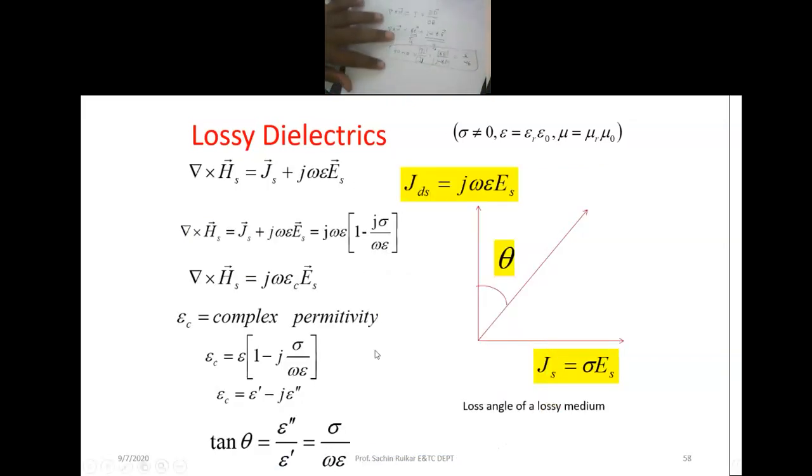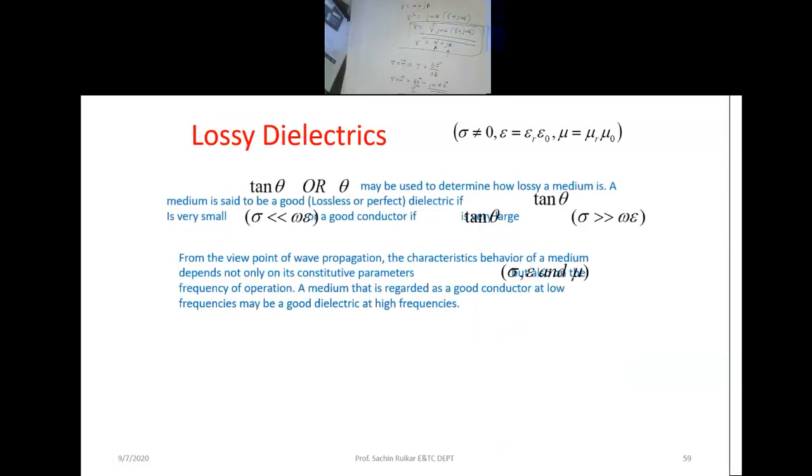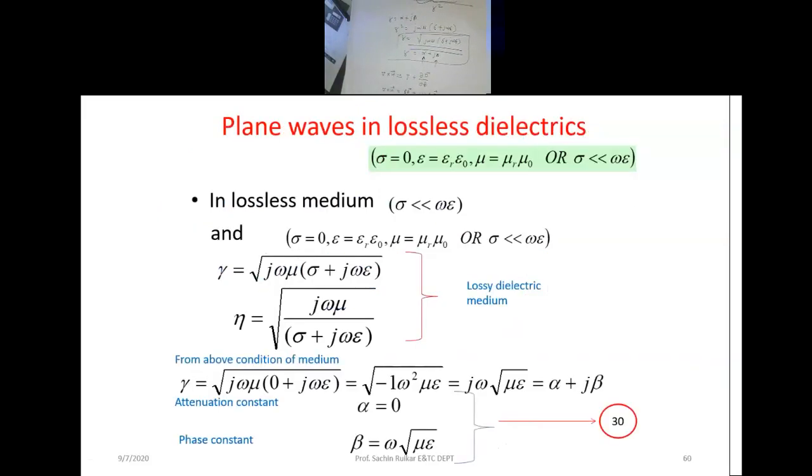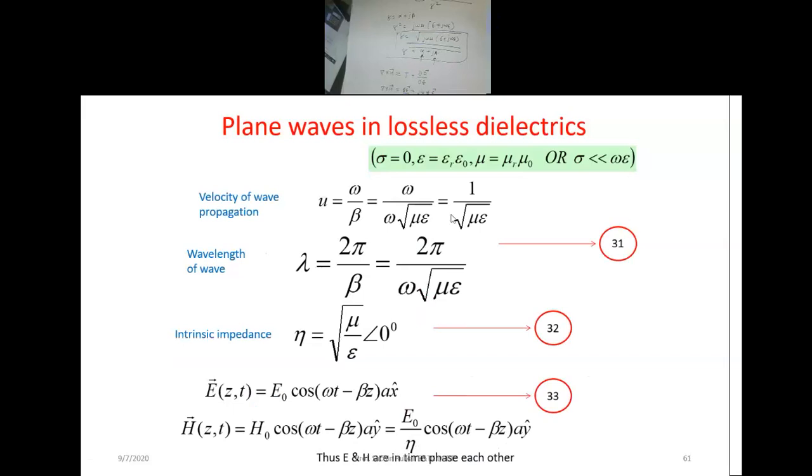Okay, so this one is about loss tangent, in terms of different mediums you can write in terms of propagation constants and all. This particular PPT is about plane waves in a lossless dielectric. You just go through this particular PPT. We are revising this. We have equations of velocity of propagation, wavelength, intrinsic impedance there.